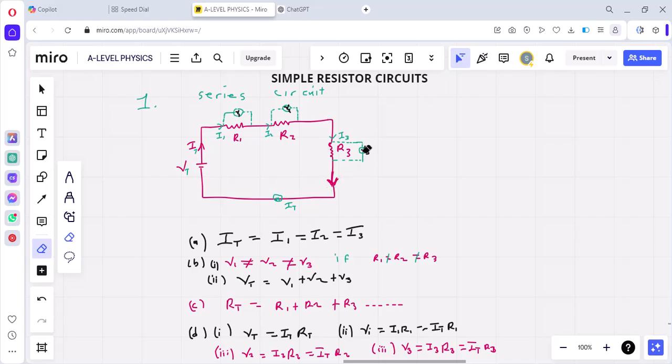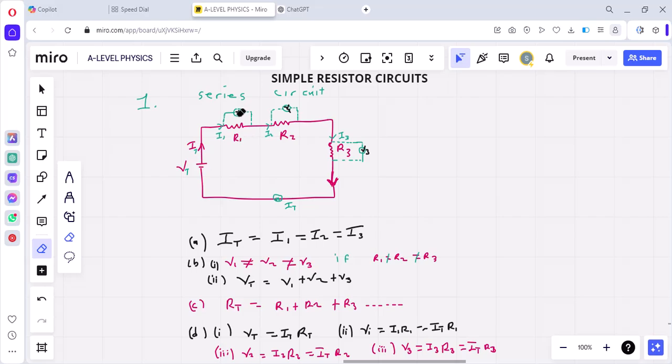Don't mind V3, V1, V2, or the A there. This A here is connected also in series. It is the symbol for an ammeter, which is an instrument used to measure current. Then voltage is measured in volts by a voltmeter, and it is connected across the resistor, just like I've shown it here. Same applies here.